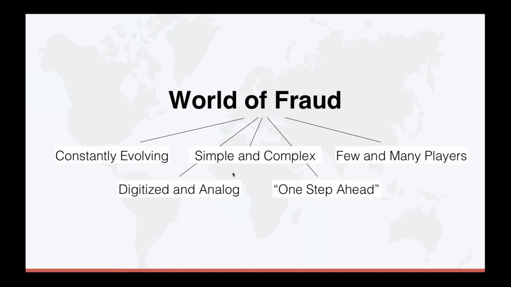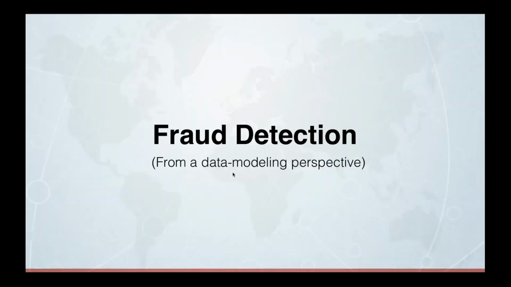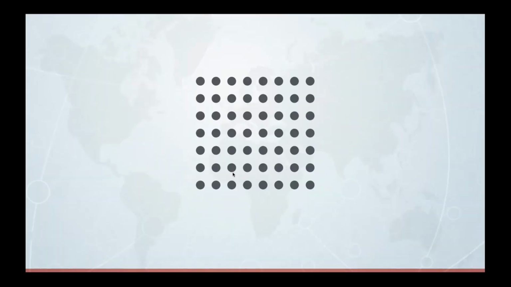The challenge with fraud, especially from a data perspective, is that it is so many things at the same time. First, it's constantly evolving. It can appear both simple and complex at the same time. Sometimes a scheme involves few or many players. It appears both digitized and in analog forms, and most often fraud is one step ahead. So let's talk briefly about fraud from a data modeling perspective. Because of the complex and varied nature of fraud, all the detection efforts we have in place store enormous amounts of data. For example, you think about it in terms of storing every transaction being made over a period of time.